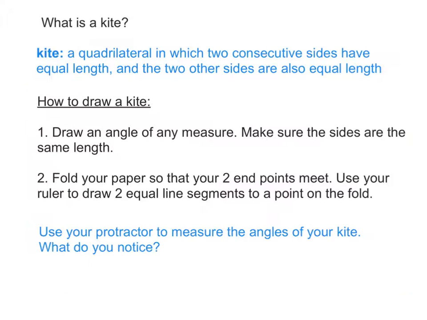Very good. A kite is a quadrilateral. It's not a trapezoid or a parallelogram. It's a quadrilateral where two consecutive sides, meaning two sides right next to each other, have equal length, and then the other two sides also have equal length. Does that make sense? Do you see that? Okay, so these two are congruent, and these two are also congruent. So copy down the definition, give yourself an example and a non-example.